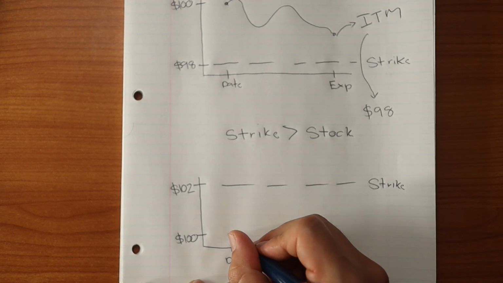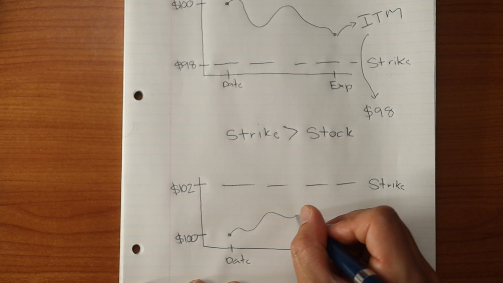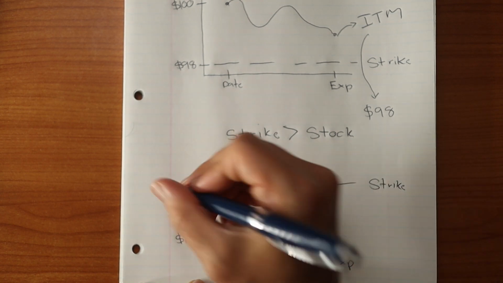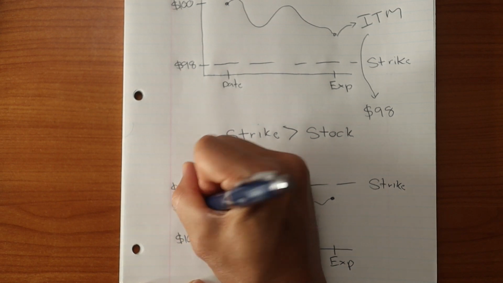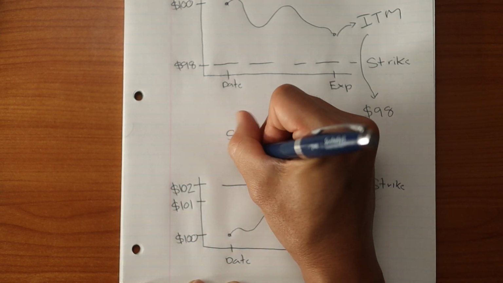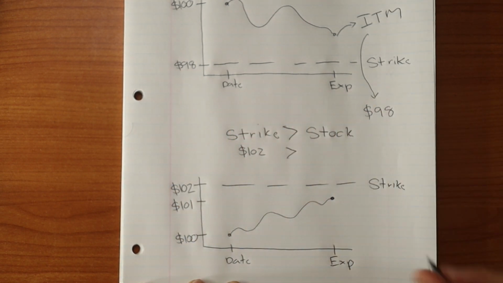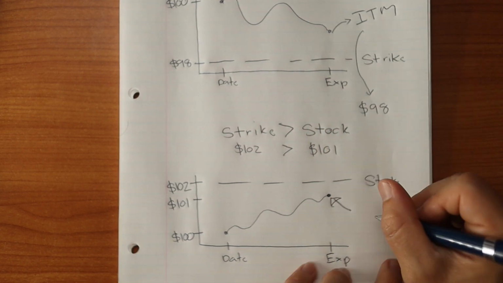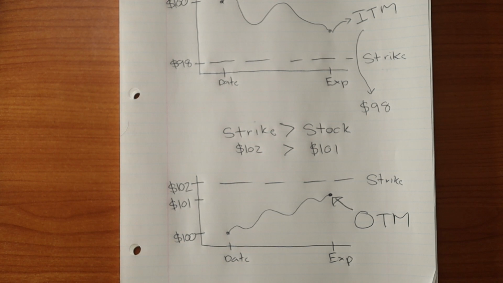During this time, let's just say of a month again, that the share price went up and down, up and down. By this expiration date, let's just say our shares are worth now $101. The strike price of $102 is greater than our stock price, which is $101. This is known as out of the money. We did not reach the agreed upon price that we said we were going to sell our shares at.